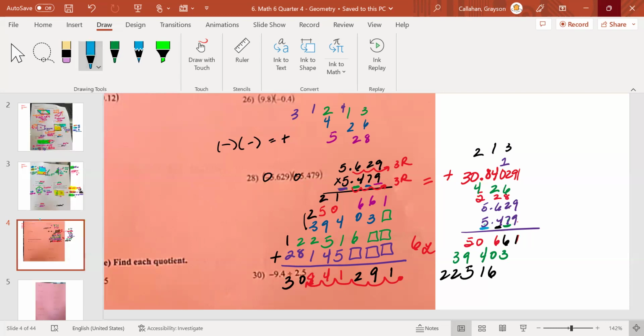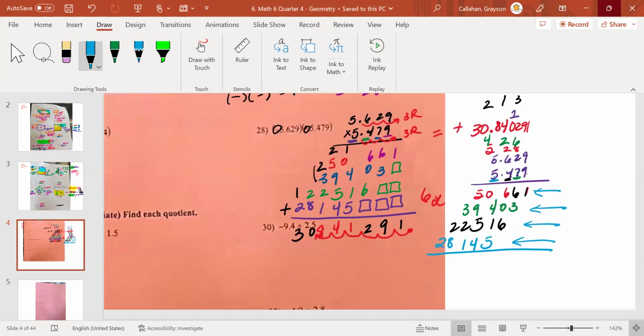Last one. 5 times 9 is 45. 5 times 2 is 10. 14. 5 times 6 is 30. 31. 5 times 5 is 25. 28. Right? So make sure you have the answers the same as mine here. Do you see the arrow I'm pointing at? Okay. Times the 28145. That's correct. Okay. So then what we're gonna do is we're gonna add everything together.